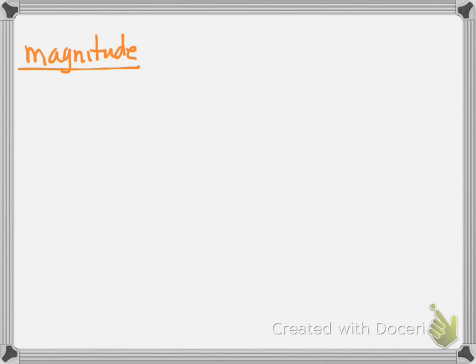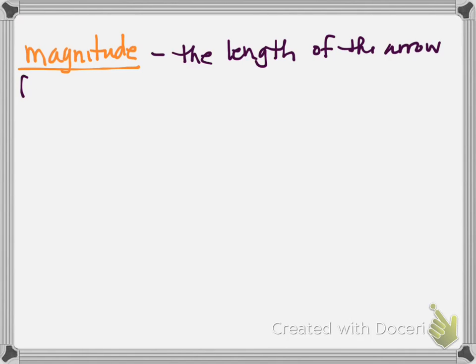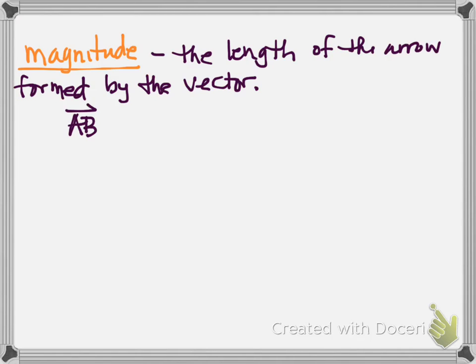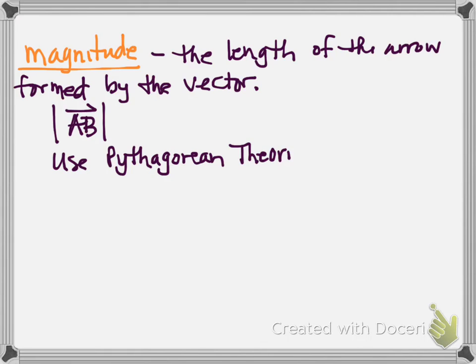Okay, so magnitude is the length of the arrow formed by the vector. Now, to show magnitude, they do it this way. They take the vector and then they put it in absolute value signs. Because remember, we're trying to figure out how long something is. It always has to be positive. Okay? It's always going to be positive. So we're going to use Pythagorean theorem or the distance formula to calculate the magnitude.